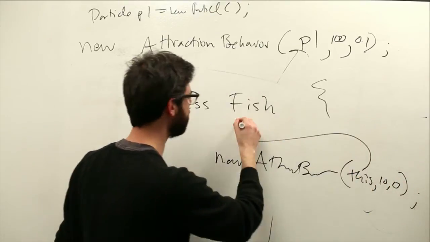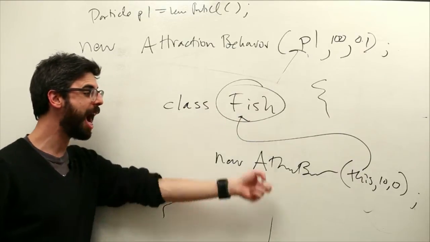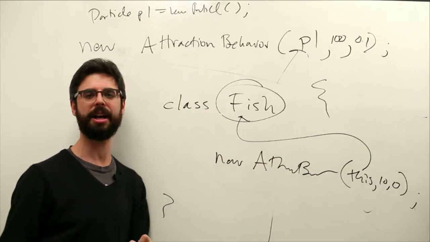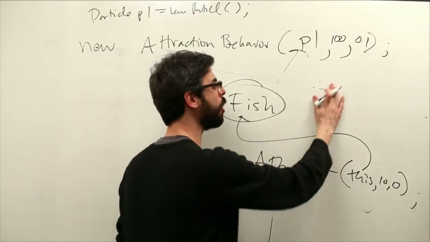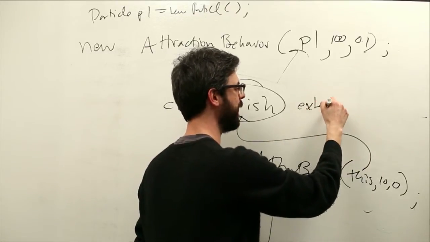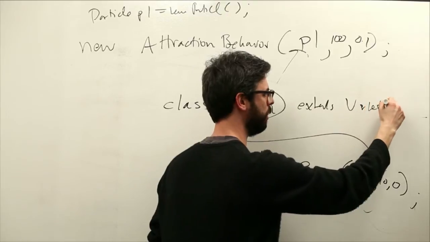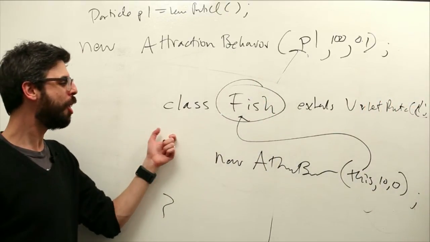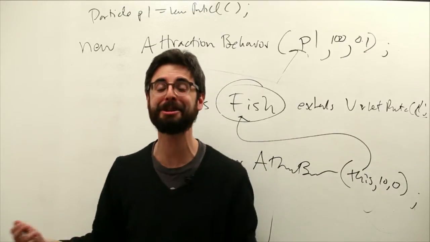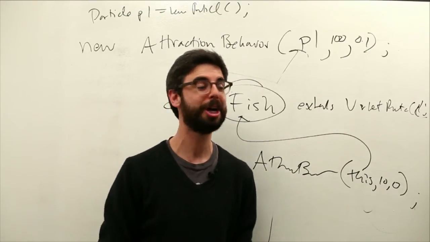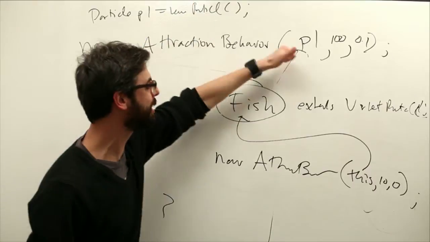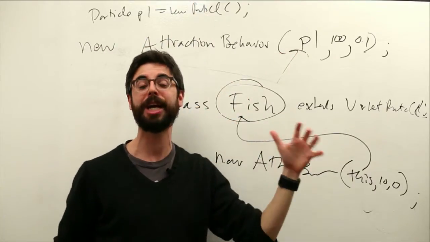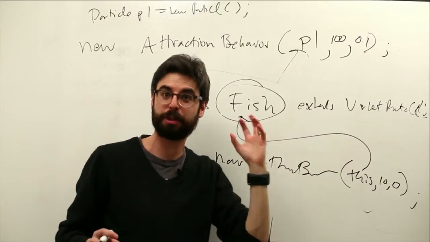What that means is this particular fish, the object that we're in the fish class, this fish gets assigned that attraction behavior. This, of course, only works if fish extends Verlet particle, right? Because the only types of things that can be assigned an attraction behavior are Verlet particles. So we either make the particle and assign it, or we're in the class and we assign it to the object that's currently being made at that time, this particular object.